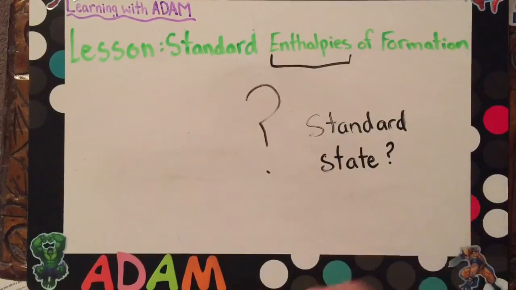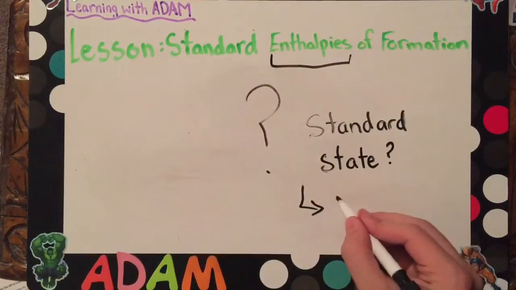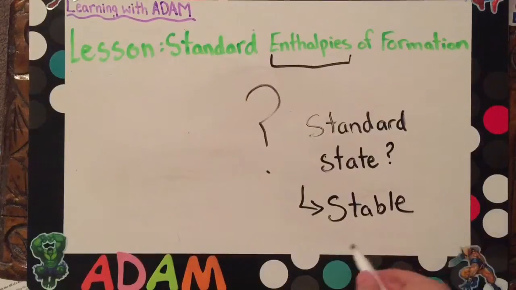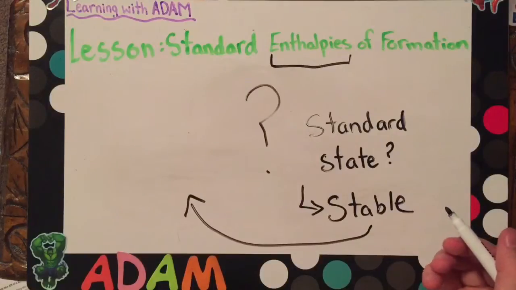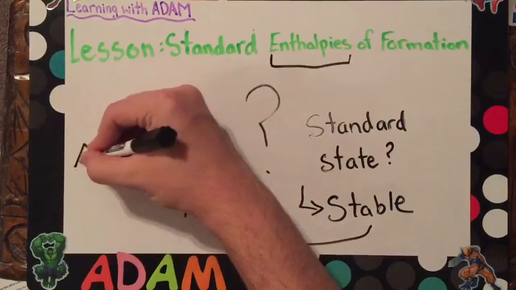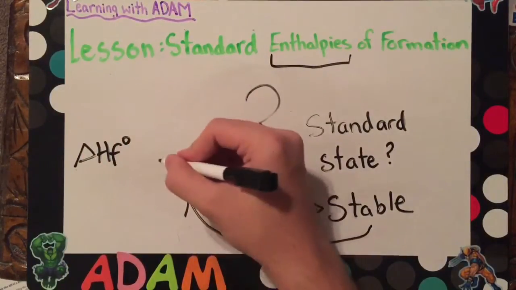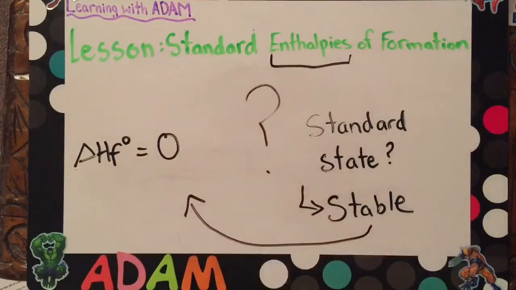Going over standard state: a standard state is the state that a substance is in when it's in its most stable form at SATP conditions. Leading on to this, if a substance is in a standard state, it has an enthalpy of formation value, which goes by this symbol. It has an enthalpy of formation value of 0, no matter what.